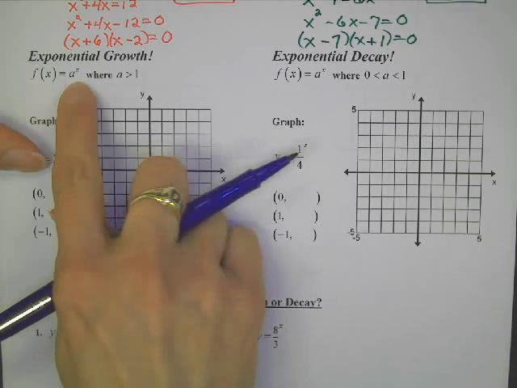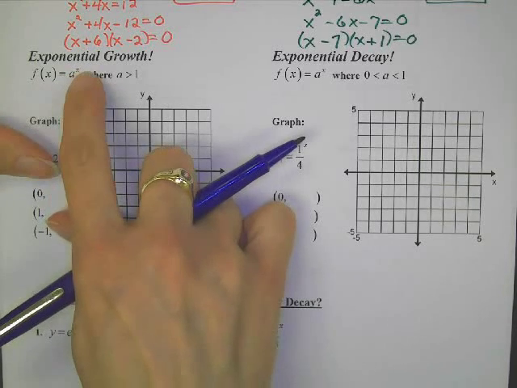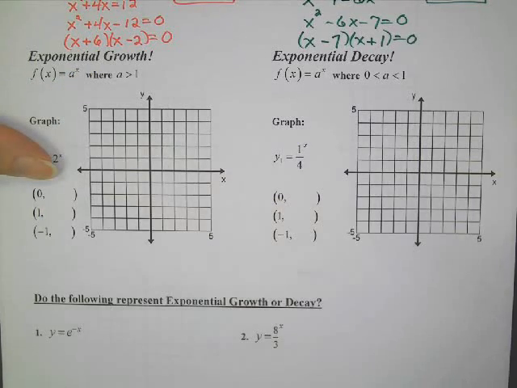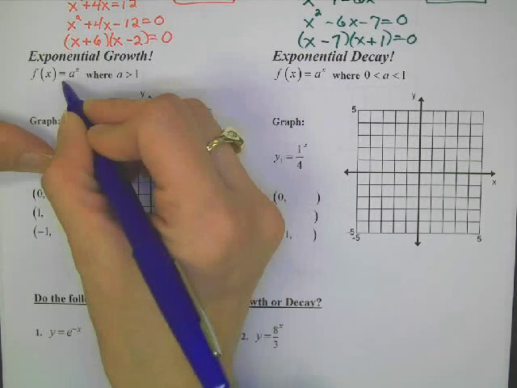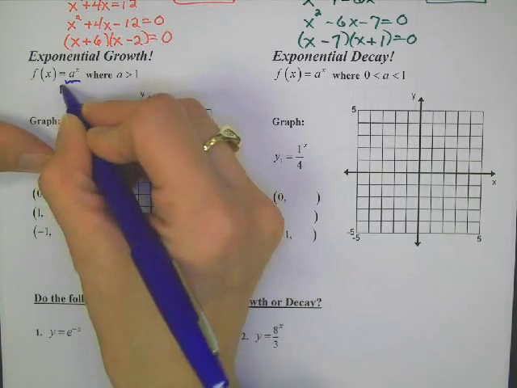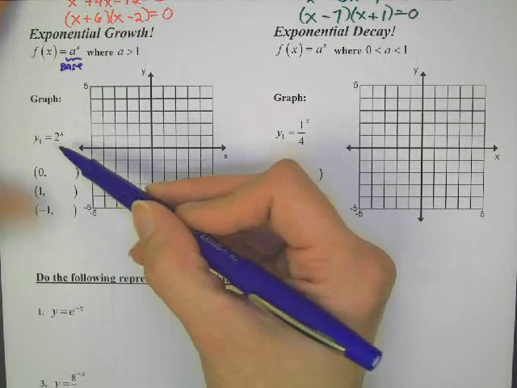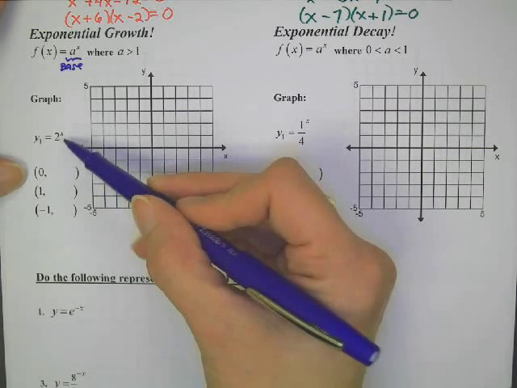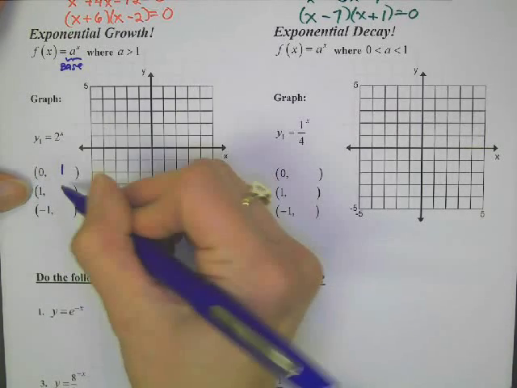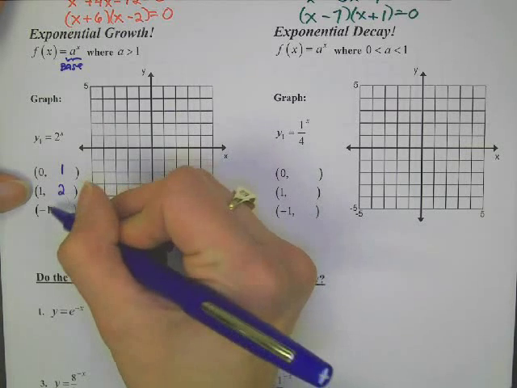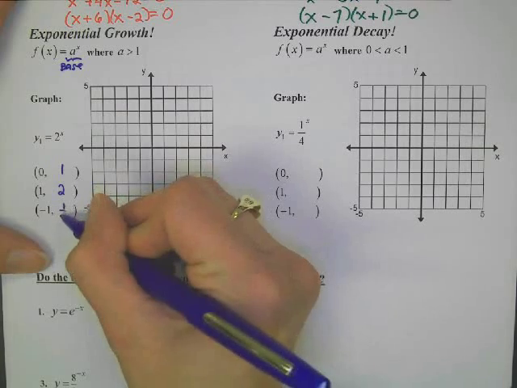Okay, first of all, we have an exponential equation here, a to the power of x. So the exponent is the variable. And whenever you have the a be more than 1, it's going to be growth. The a is the base. Okay, so let's maybe find some points here. For example, 2 to the x power. If you put 0 in, you're going to get a 1. If you put a 1 in, you're going to get a 2. And if you put a negative 1 in, then you're going to get 1/2.